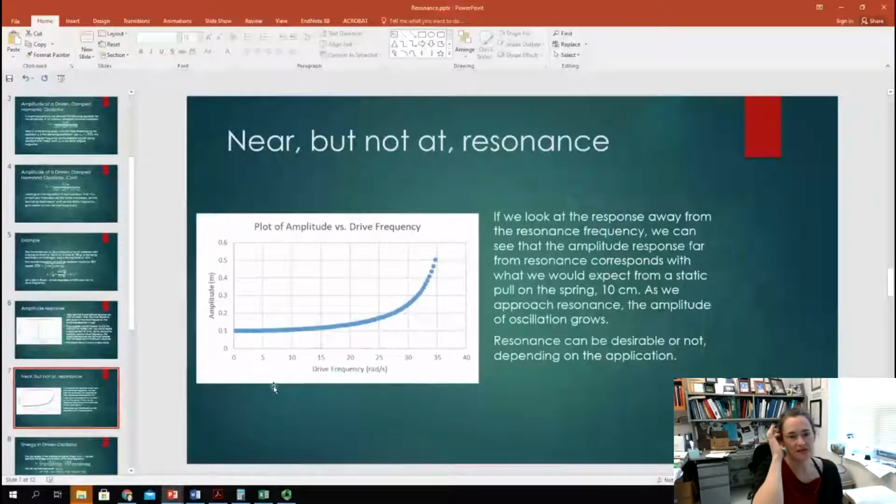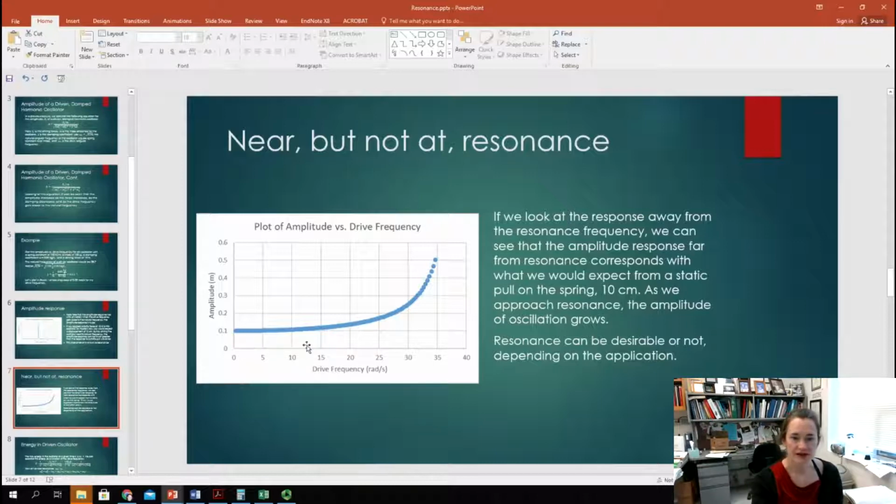So you can see if I zoom in and just look at the left-hand side of that plot that I showed you on the previous slide, I'm plotting amplitude response versus drive frequency, but now I'm looking at it off resonance. I'm just plotting a drive frequency going from 0 to 35 radians per second, and I'm not getting up to the natural frequency of the system, 38.7, so I'm staying away from that.